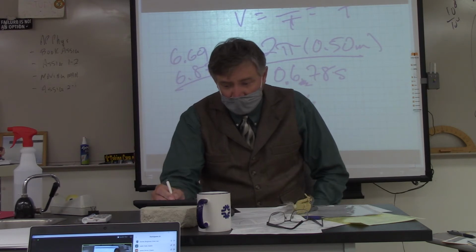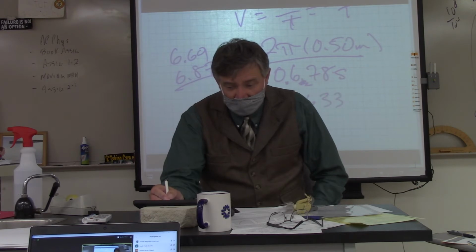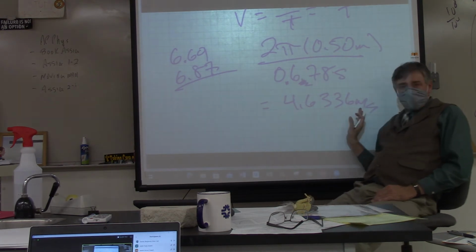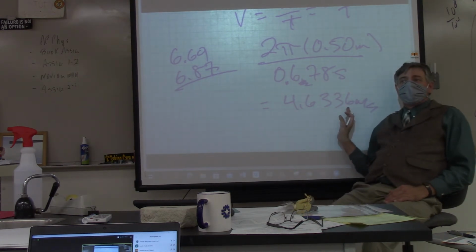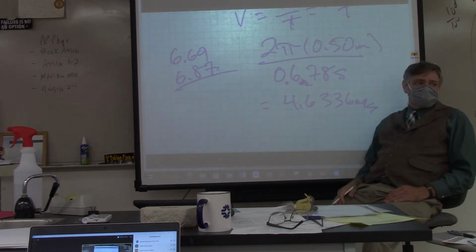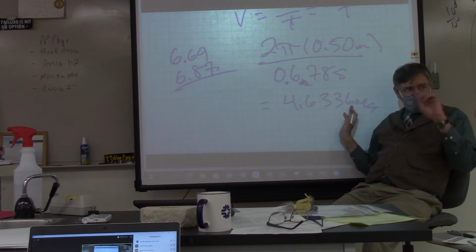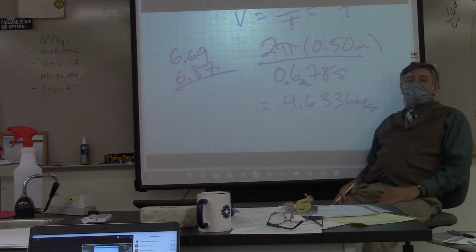4.6336. Yeah. Now, can I write this as 4.6336? No, because if I see this for my velocity of Al, I'm going to think you all had some phenomenal data.